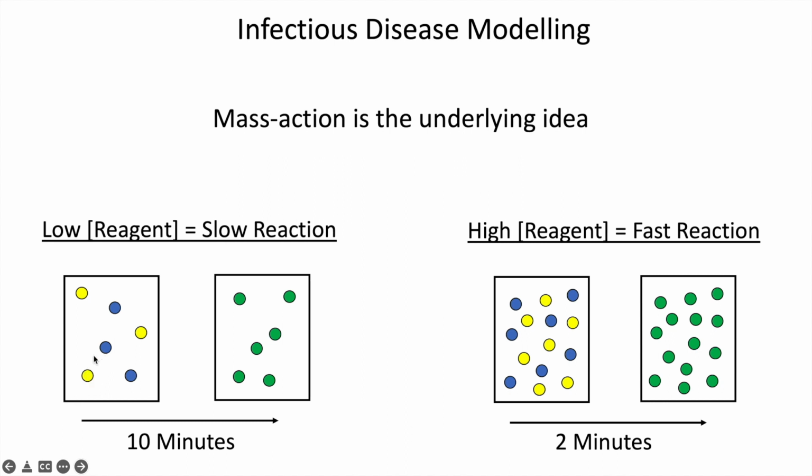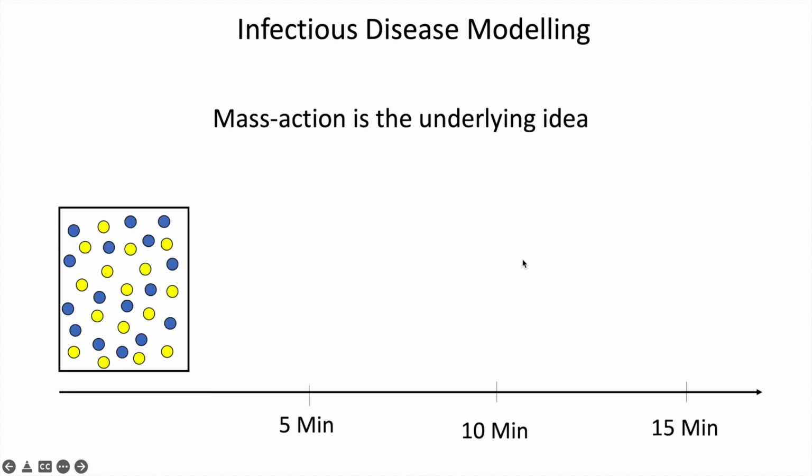Let's just say yellow and blue are reacting to make green. There are fewer of these collisions happening per second when the concentration is lower. When the concentration is super high, more reactions are happening per second. This is simplified. What's actually happening is something more like this, where this is the box where the reaction is taking place, whether it's a gas or a liquid.